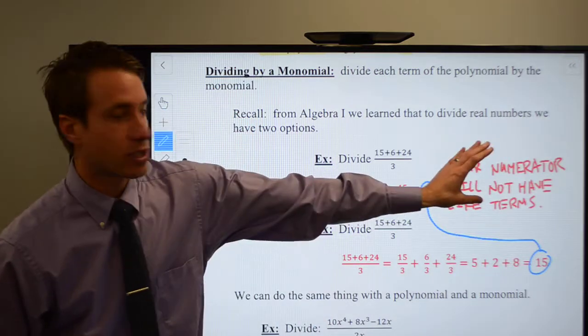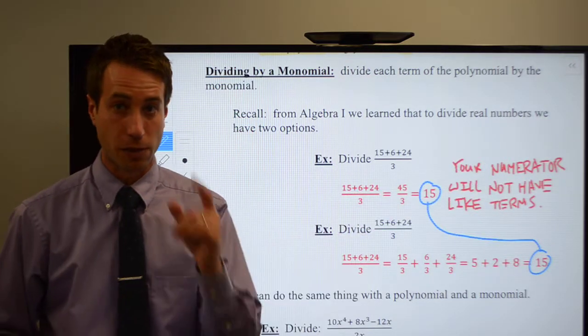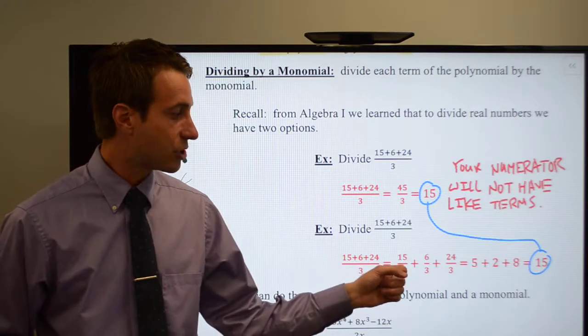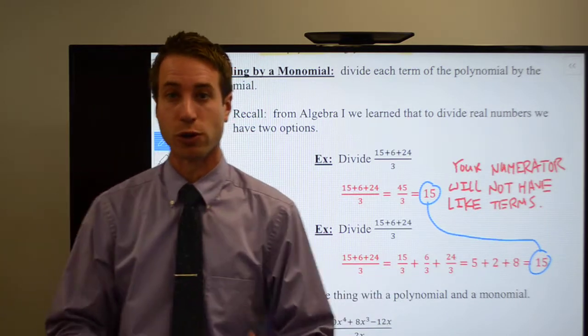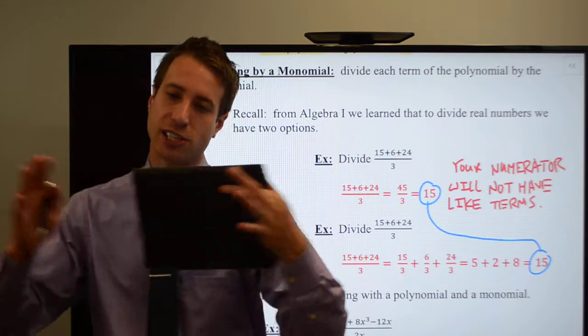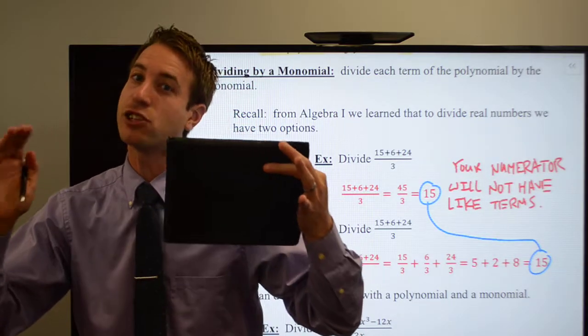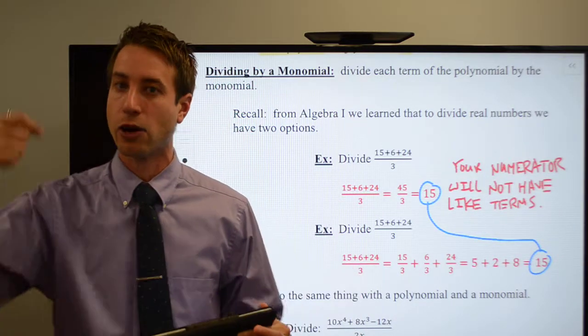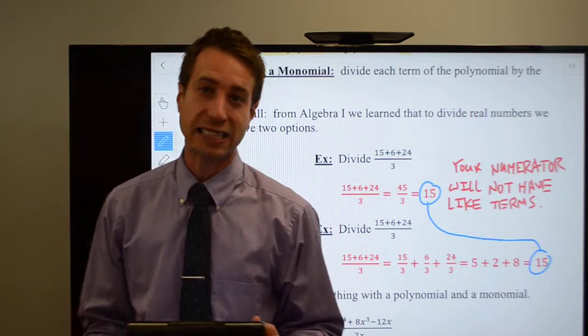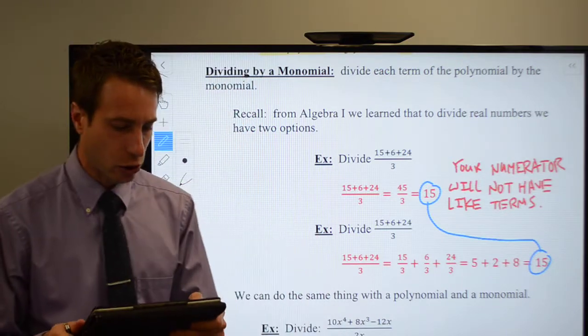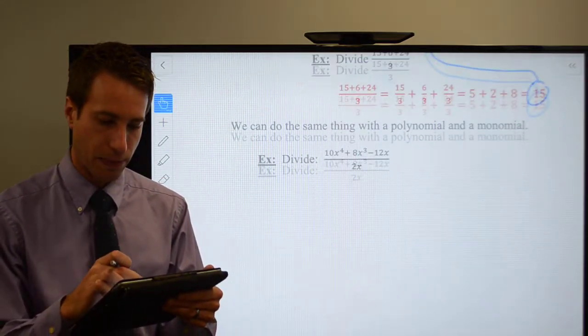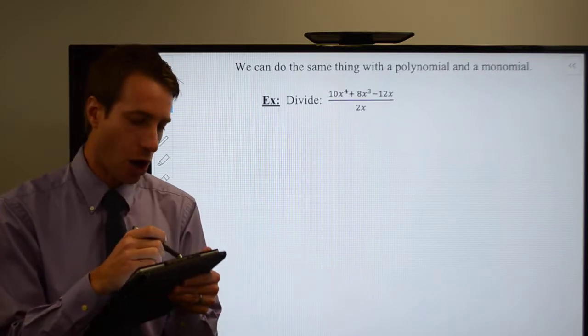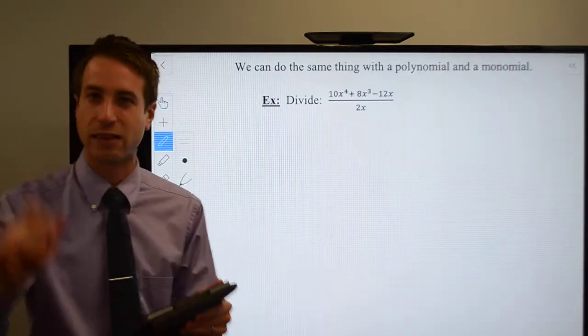Well, this one's not going to work because you're not going to have like terms. But this one is going to work for us, where you take that numerator, you split them up, and put each of the terms in the numerator over that denominator. So let's go ahead and take a look at how this is going to work in one of our example problems, where now instead of just numbers, we do that algebra thing and throw some variables in there.